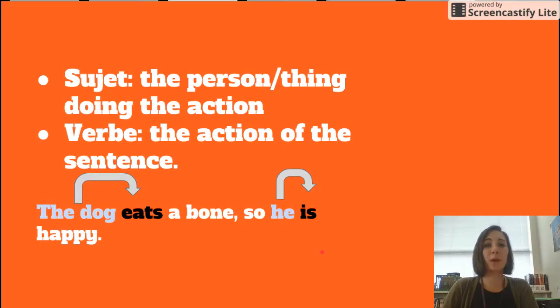Now, a little bit of vocabulary before we get going. First, we have the sujet or the subject. And the sujet of a sentence is the person or thing doing the action. Then we have our verb, which is the action of the sentence.